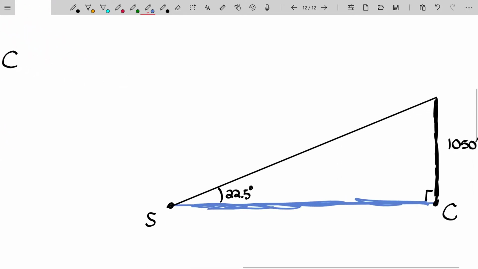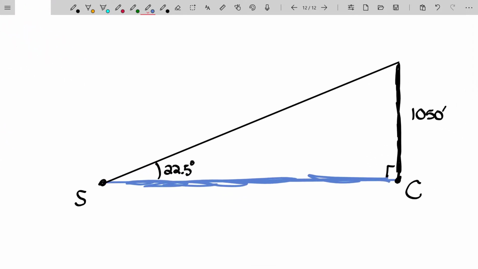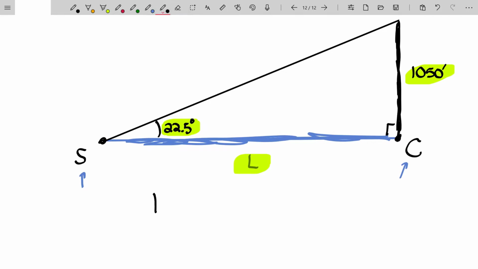And note, I can use right triangle trigonometry to find the length of that side. So I can find this length right here. That would be the distance from the station to the crash site, which is not what we're being asked for, but that's okay. It'll help us out. So what trig function relates this angle with this side and this side? If you said tangent, you would be absolutely correct. The tangent of 22.5 degrees is equal to opposite, which is 1,050 feet, over adjacent, which is L feet.